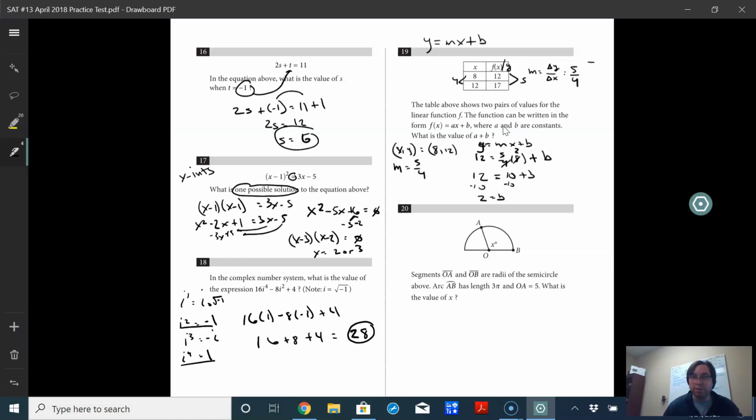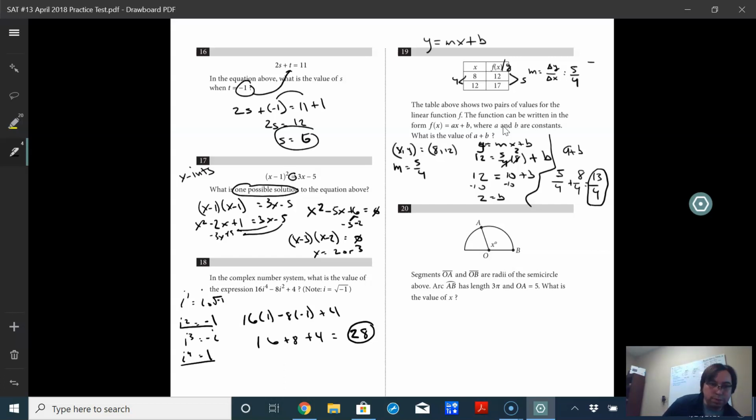So m, which is really a, equals 5 fourths, and b equals 2. Adding a plus b: 5 over 4 plus b, which is essentially 5 over 4 plus 8 over 4, which is equivalent to 2. That's 13 over 4 is the answer choice. Okay, that is the correct answer choice there.